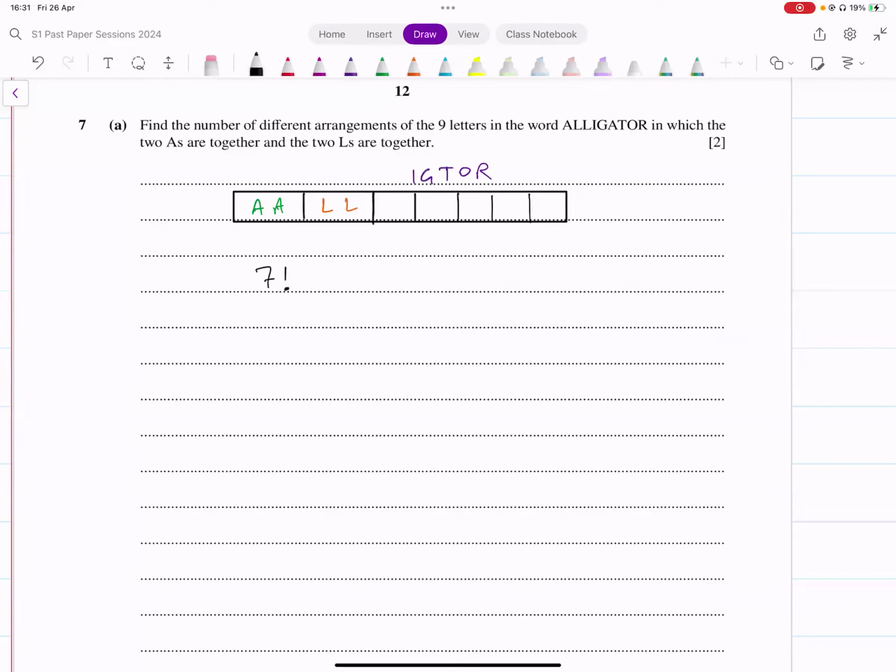And there's no repetition. All the boxes are different, right? These 5 boxes are different. These 2 are also different. So we just say it's 7 factorial, and that should give you the result.